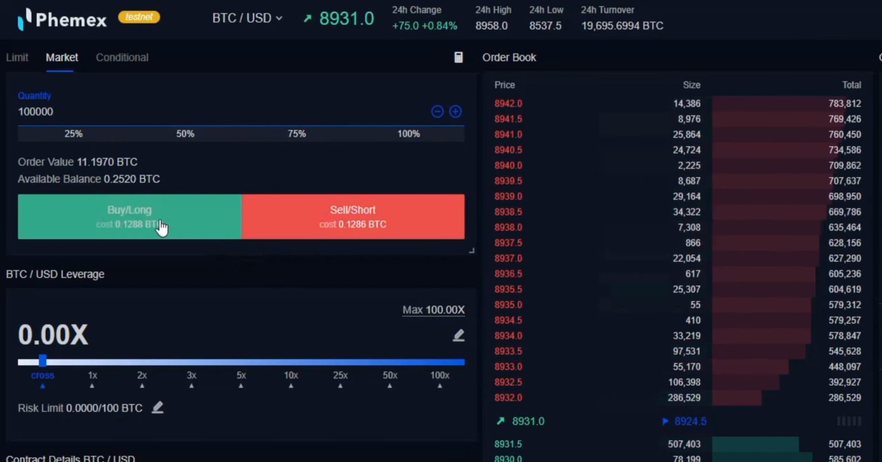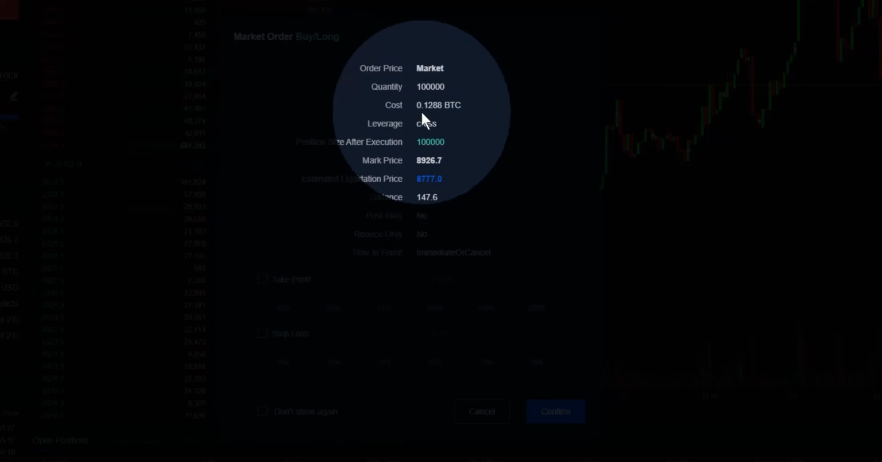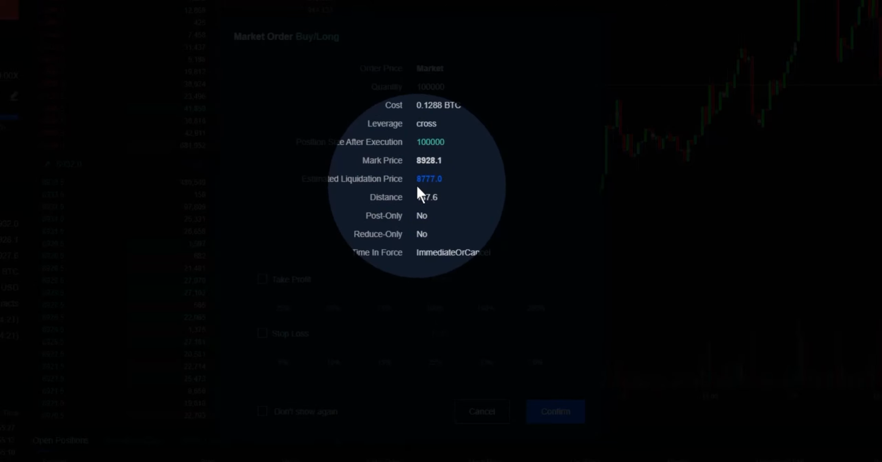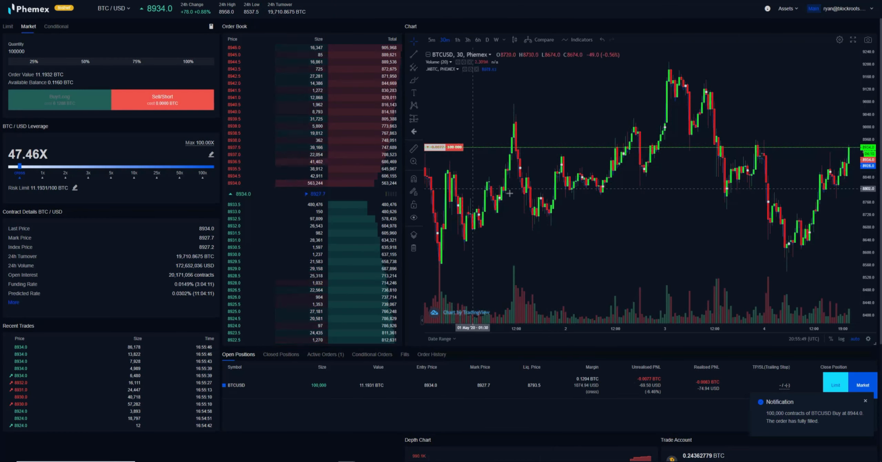So we're going to go ahead and buy. We'll click buy. We'll be presented with this template that we're presented in all order types, which will allow us to set our take profit, our stop loss. It's going to show us all of those important details that pertain to our trade, such as our liquidation price, our current order type, quantity, cost, and so forth. And now when we go ahead and execute this trade, it's going to immediately place us in the position.